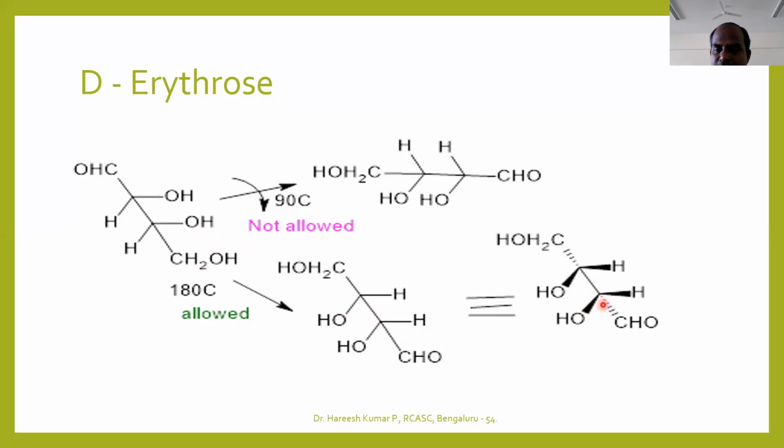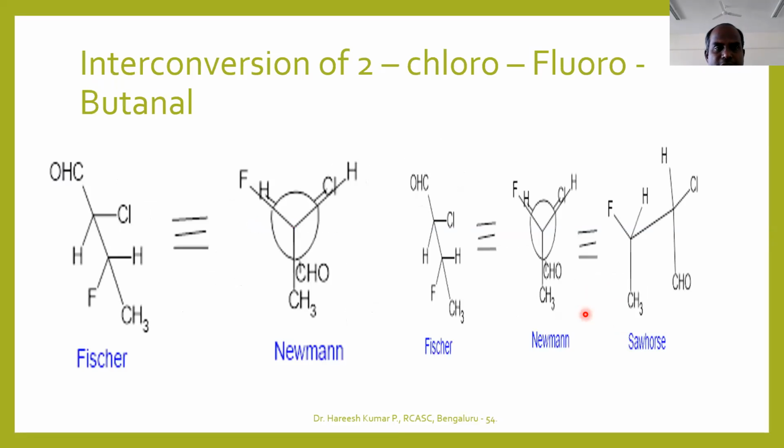And here what you can take out is that the wedged bond is towards the observer and these two groups are away from the observer. That's what you can take out from this fly-wedged structural representation of tetroses. So with this, I will go to one more slide. So this is about the interconversion of 2-chloro, 3-fluoro-butanol.